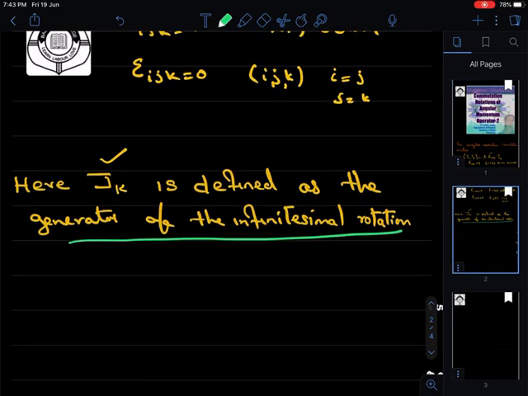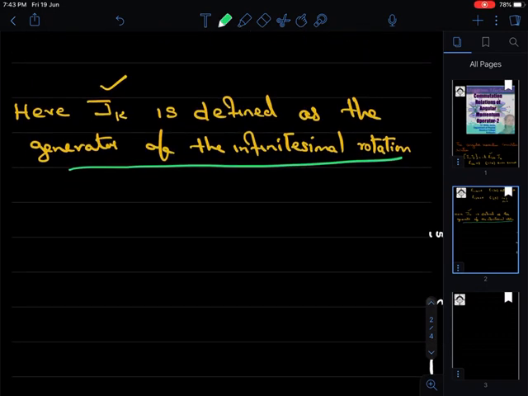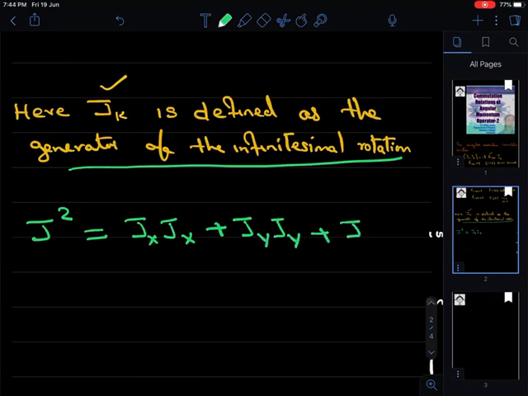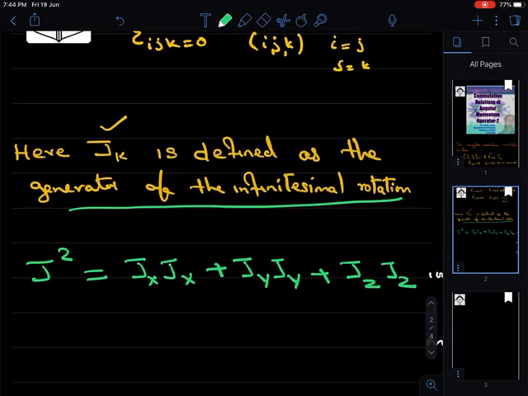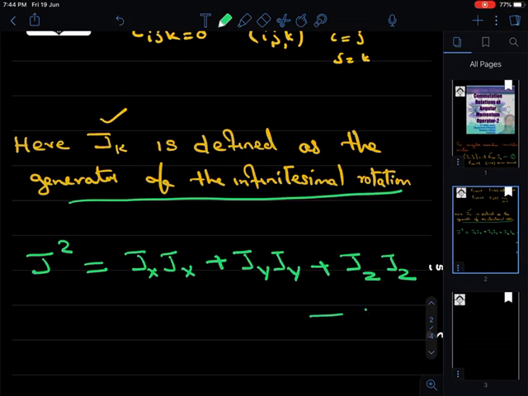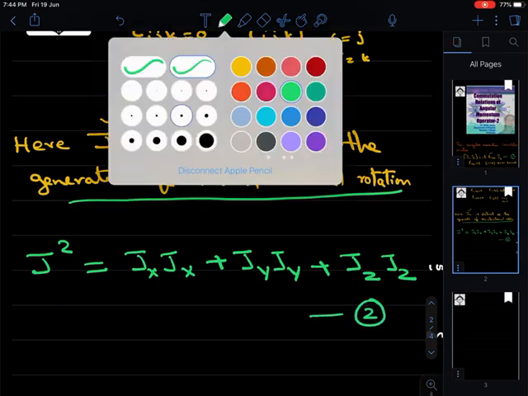With this information, we'll introduce a new operator, that is J square. It is defined as J square is equal to Jx squared plus Jy squared plus Jz squared. We'll just put numbers for the equations. This is equation 1 and this is equation 2.